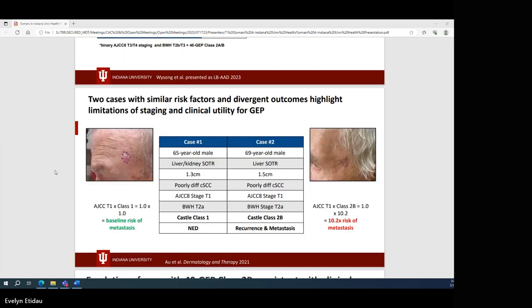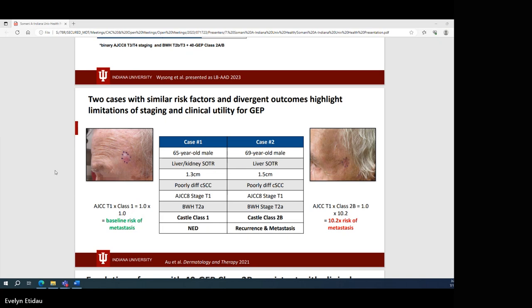So going back to my two patients that I showed earlier, who again are both considered low stage by AJCC8 and BWH, however, the GEP test results and clinical outcomes were risk-aligned, but the staging results were divergent for these patients. The patient on the left returned a class 1 result, and the patient on the right returned a class 2B result, as shown on this table.